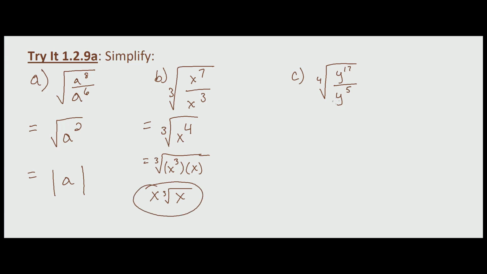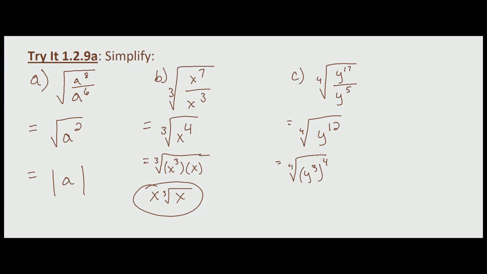This last one we'll do it both ways. We'll first simplify underneath the radical, so the 4th root of y to the 17th over y to the 5th, 17 minus 5 is 12, so this is the 4th root of y to the 12th. That equals the 4th root of y cubed to the 4th.